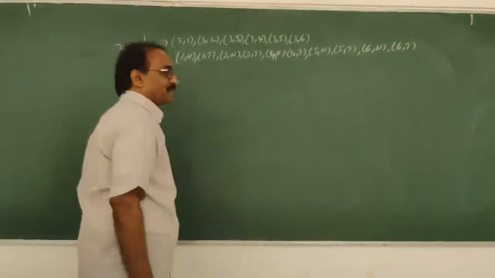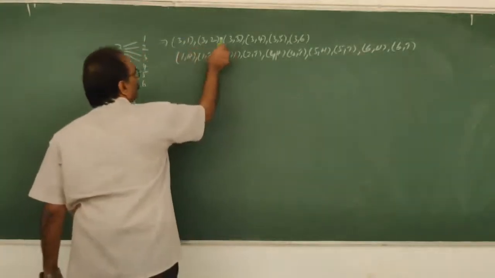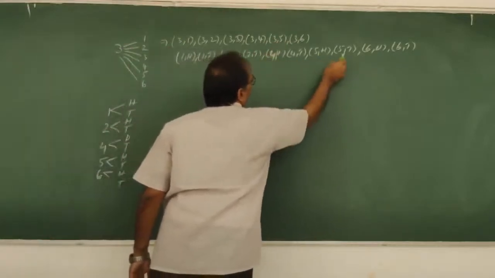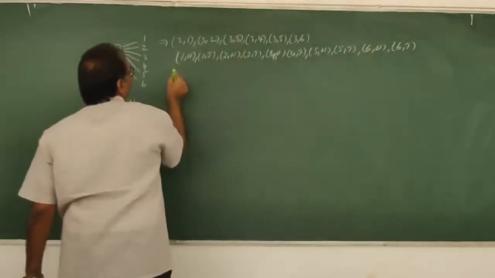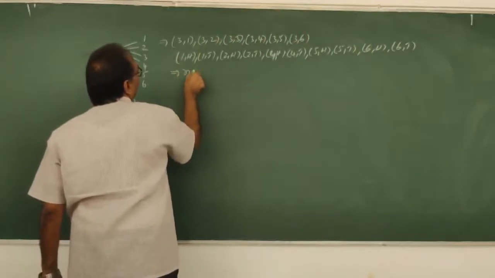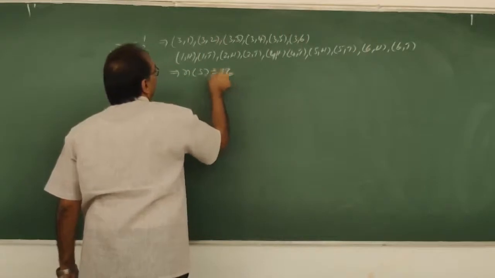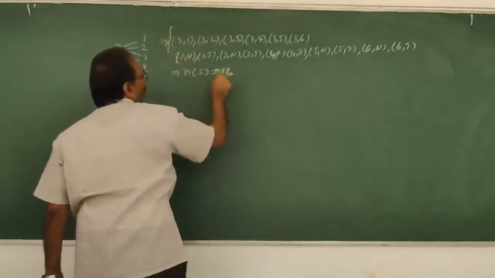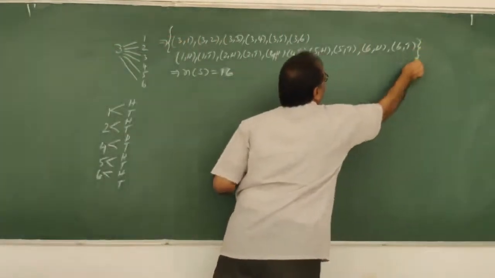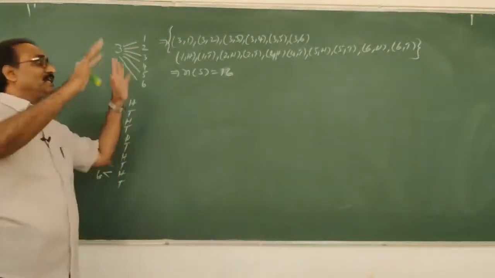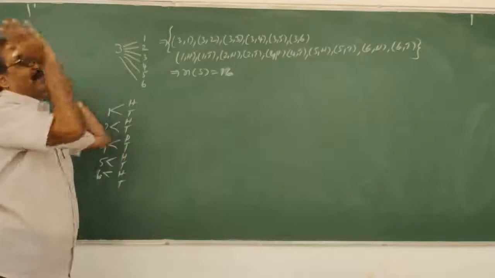So totally how many have come? You tell me, my dear students. 1, 2, 3, 4, 5, 6, 7, 8, 9, 10, 11, 12, 13, 14, 15, 16. So n of S is equal to 16. These are all sample points in the sample space. n of S is equal to 16. So these are the possible sample points.